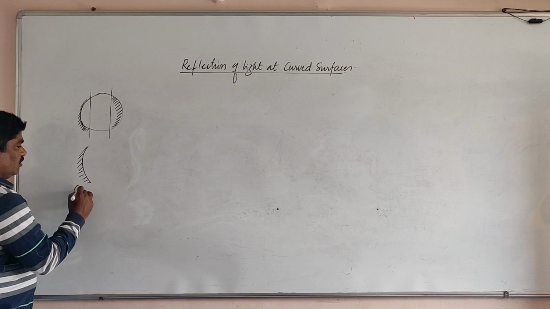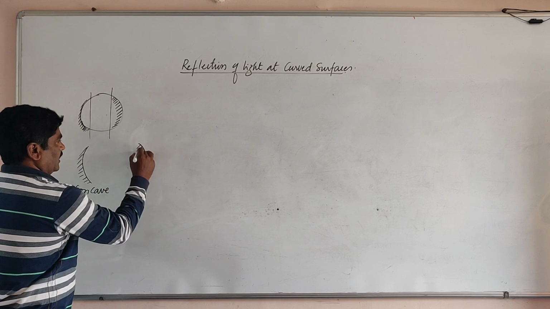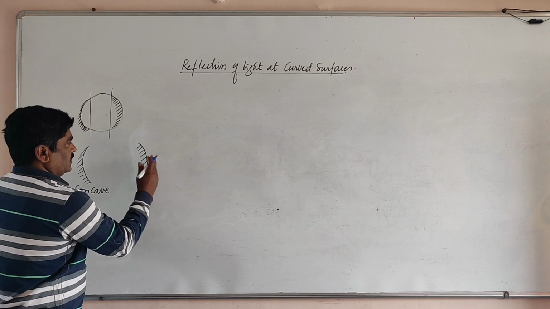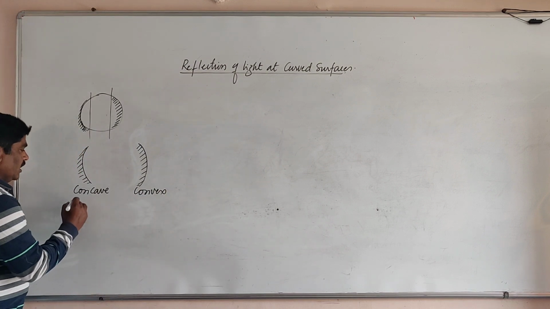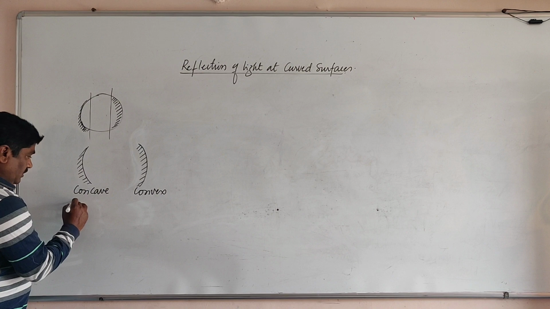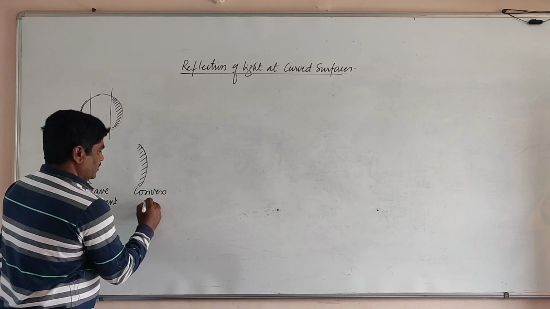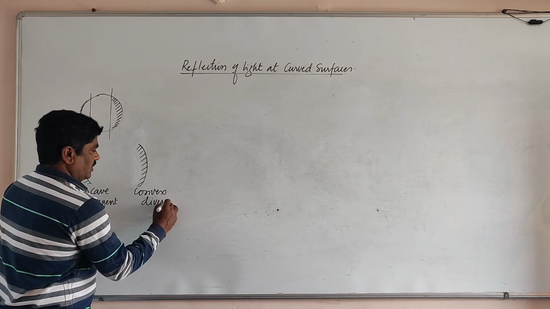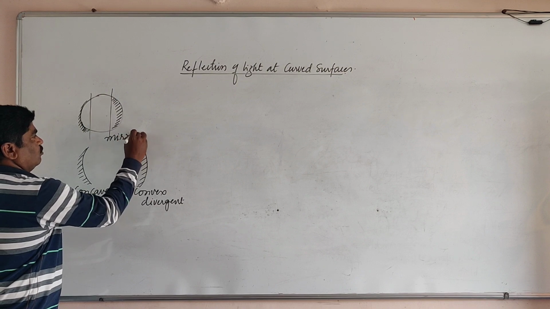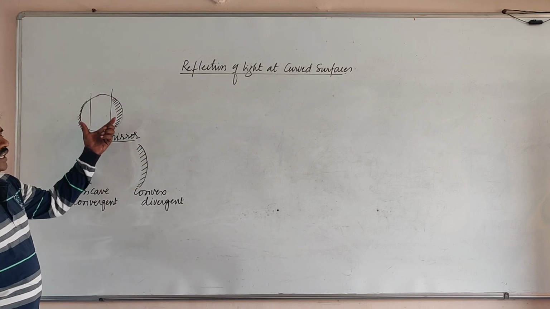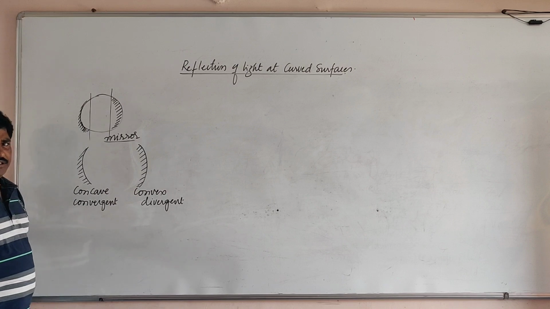So this is called a concave mirror. And if the reflecting surface is bulging outside, this is called a convex mirror. And this concave mirror is also called a convergent mirror, and this convex is also called a divergent mirror. So these two are the curved surface mirrors, which are taken from symmetrical shapes like a cylinder or sphere. This is convergent and this is divergent.